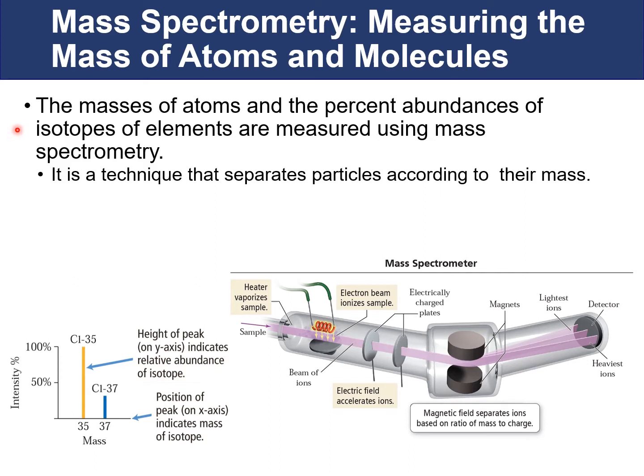So the masses of atoms and the percent abundance of isotopes of elements are measured using mass spectrometry. This is a technique that separates particles according to their masses. The general setup is very similar to what you would see in the cathode ray experiment, except instead of having a beam of electrons, what we have is a beam of molecules. So you take your sample, you heat it up to vaporize it, get it into the gas phase, pass it through an electron beam which ionizes the particles.